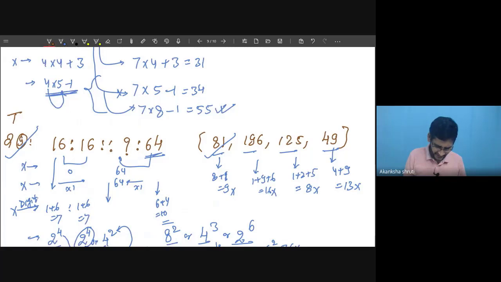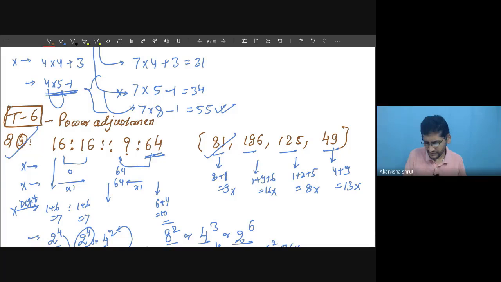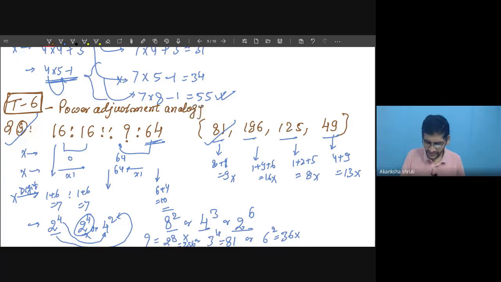So it is like our tip 5 or 6, I think. Power adjustment, it is called power adjustment analogy. So you always go for power adjustment at the end. Do not try it in the beginning. Okay, student? So never try this in the beginning.